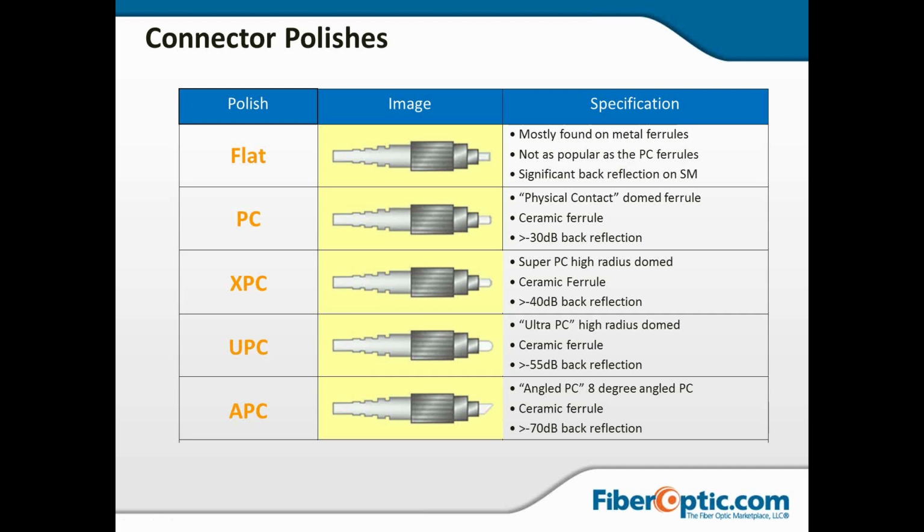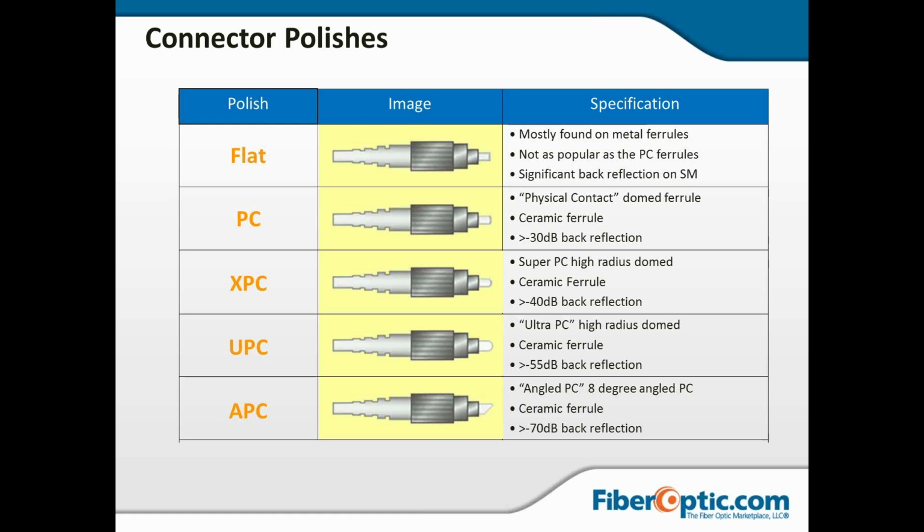Then it was discovered that if we angled the end face 8 degrees, we could cause the back reflections at the air-glass boundary to go back in at an angle, bounce around a good bit more, and be absorbed by the cladding or escape through the core-cladding interface. Back reflections were reduced down into the -70 range. At -70, you just about need the OTDR to tell you it's there.